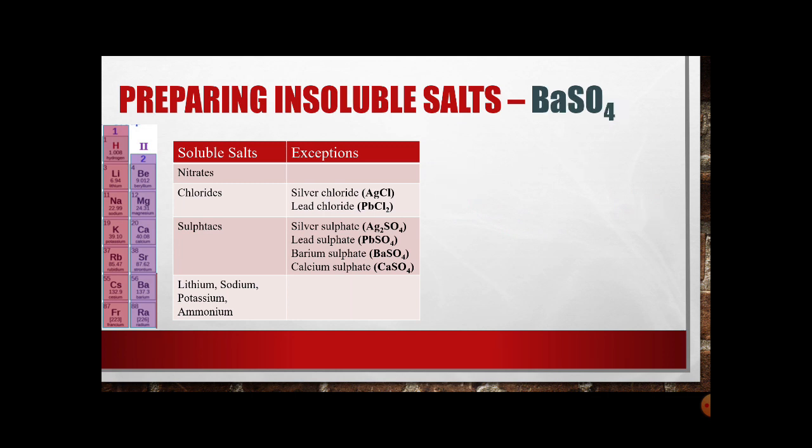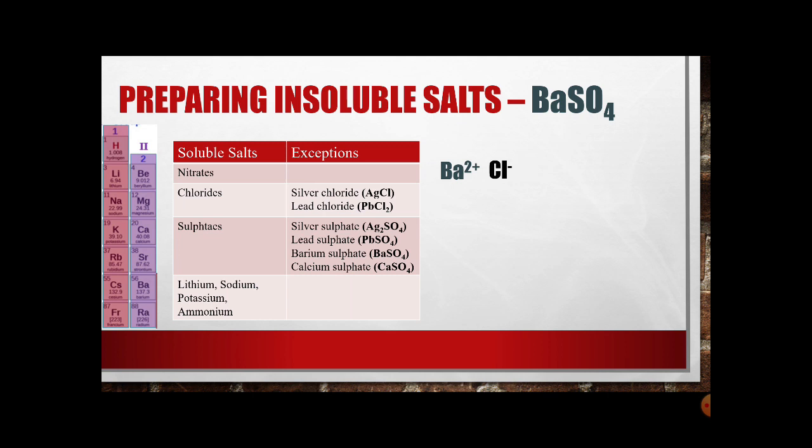The final example is barium sulfate. The first soluble salt can be barium nitrate or barium chloride. Let's use barium chloride, and these are the ions. The second salt must have sulfate ions.